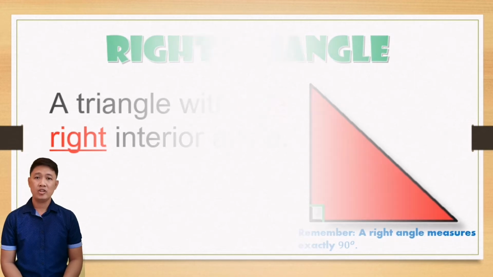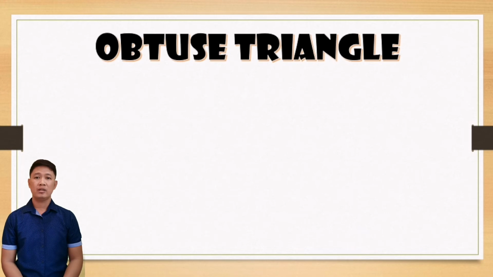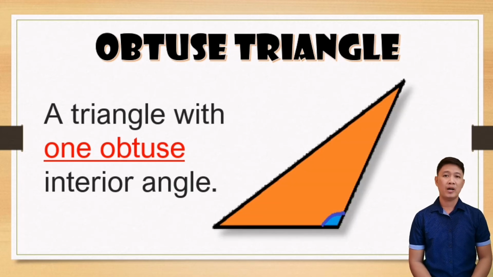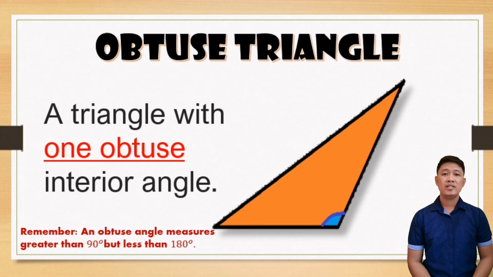The third classification of a triangle according to the measures of their interior angles is an obtuse triangle. An obtuse triangle is a triangle with one obtuse angle. The picture shows a triangle with one obtuse angle. This is an example of an obtuse triangle. Remember that an obtuse angle measures greater than 90 but less than 180 degrees.